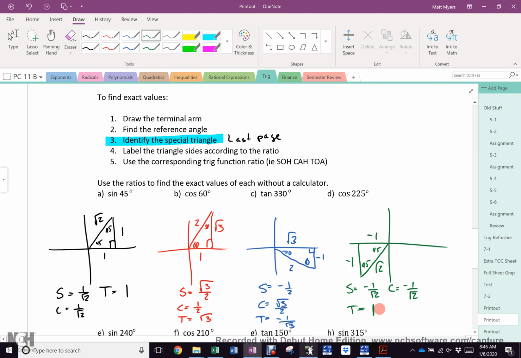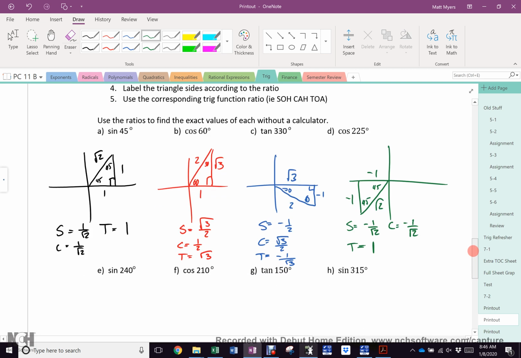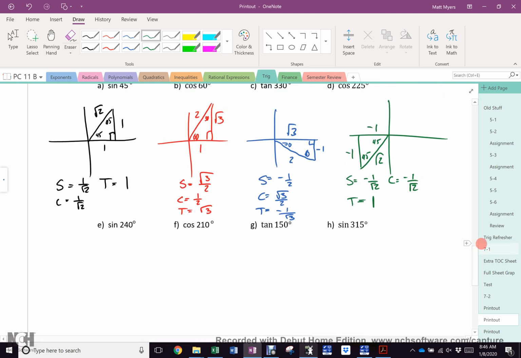Everybody good? It's easy, right? Okay, let's do the next 4. Where's 240? Third quadrant, right? Going down there. What's the reference angle? 60. So that makes that 30. Put in your values. What's this one? -1. What's this one? -root 3. What's this one? 2.